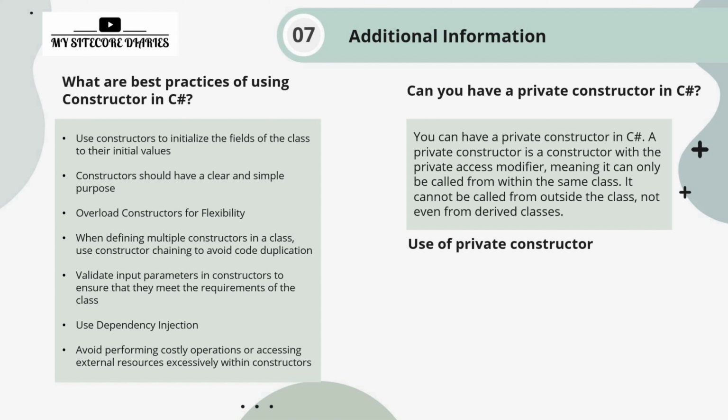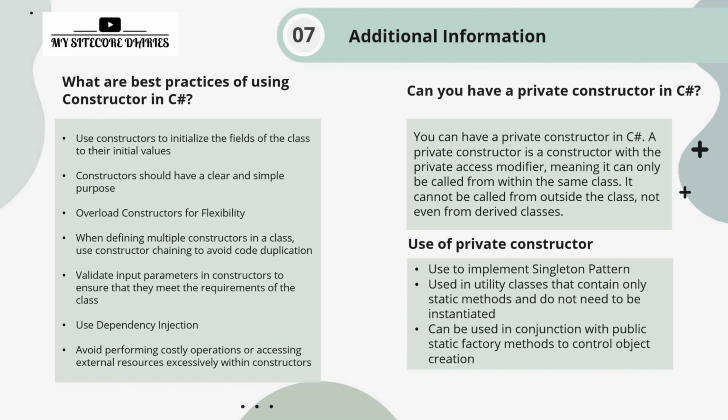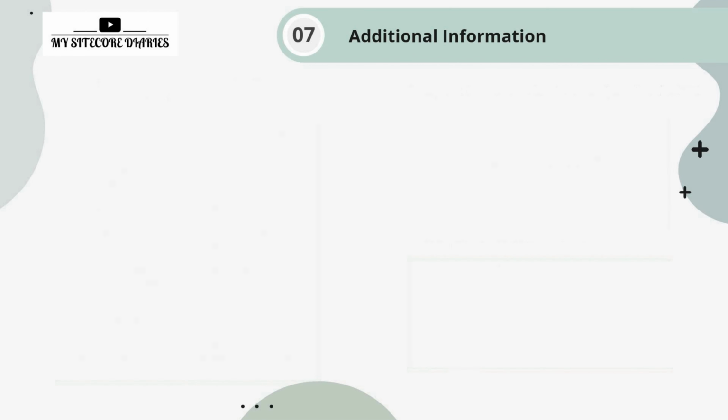So why do you use a private constructor? It is used to implement the singleton pattern. It is used for utility classes. If you have utility classes which are static, then you can use the private constructor there, and then it can be used in conjunction with public static factory methods to control the object creation. So it can be used in factory methods. When we see design patterns, we can check this in detail. So understand that you can use a private constructor. Okay, you can have a private constructor.